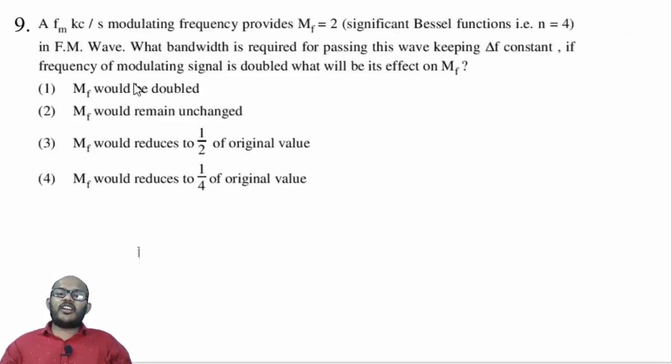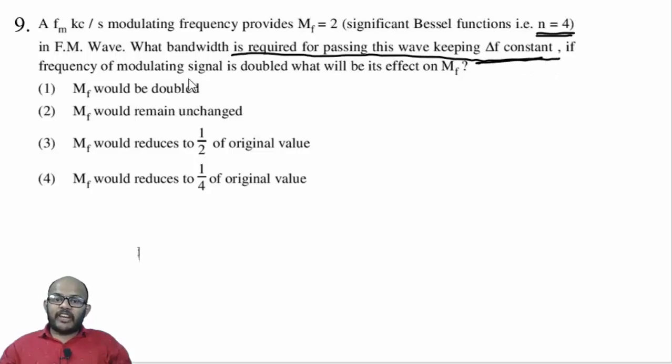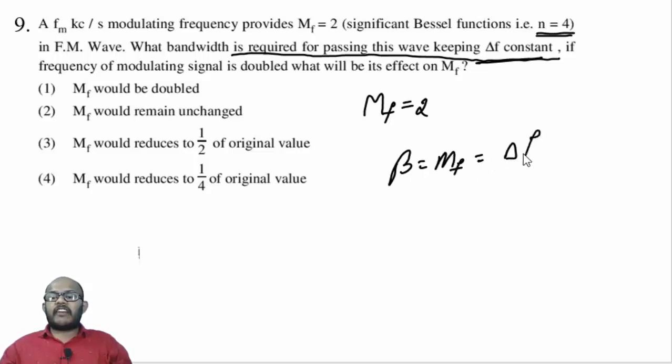Moving on to 9th question, what they have given is FM kilocycles per second modulating frequency provides MF equals to 2, that is significant Bessel function, that is N is 4. In the case of FM wave, what bandwidth is required for passing this wave keeping delta f as constant? If frequency modulated signal is doubled, what will be its effect on MF, they are asking. We know that the modulation index beta, which is equals to MF, which is equals to delta f divided by FM. So this is general formula.